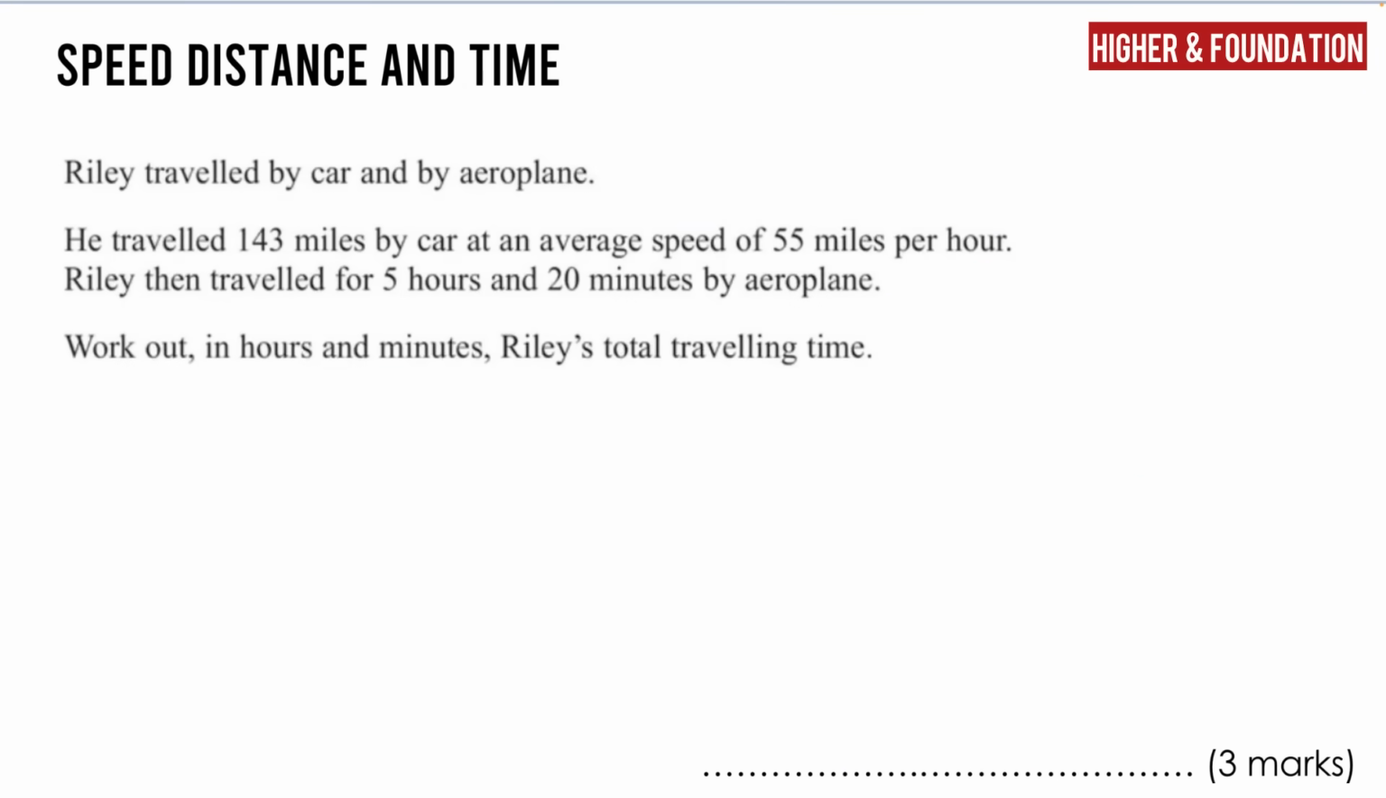Now with speed, distance, time, similar to when we were looking at density, we need to make sure that we write down the formula. Speed is equal to distance divided by time, and again we can use a formula triangle for that. So speed, distance and time.